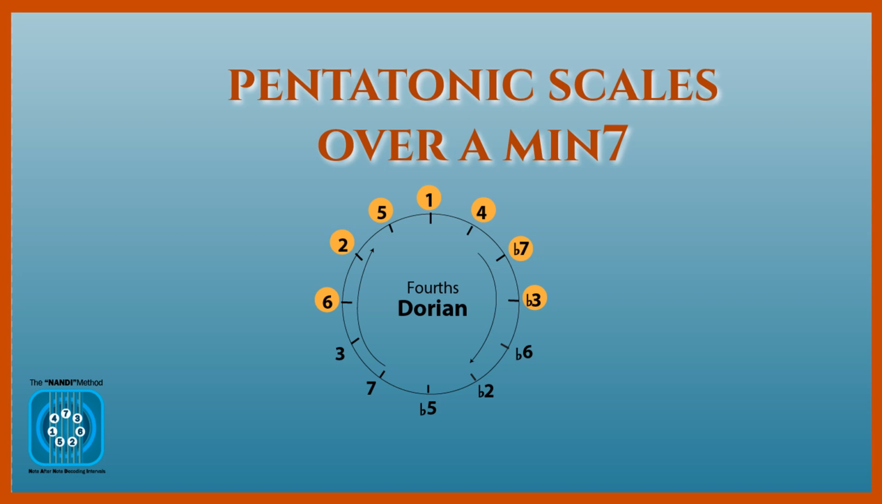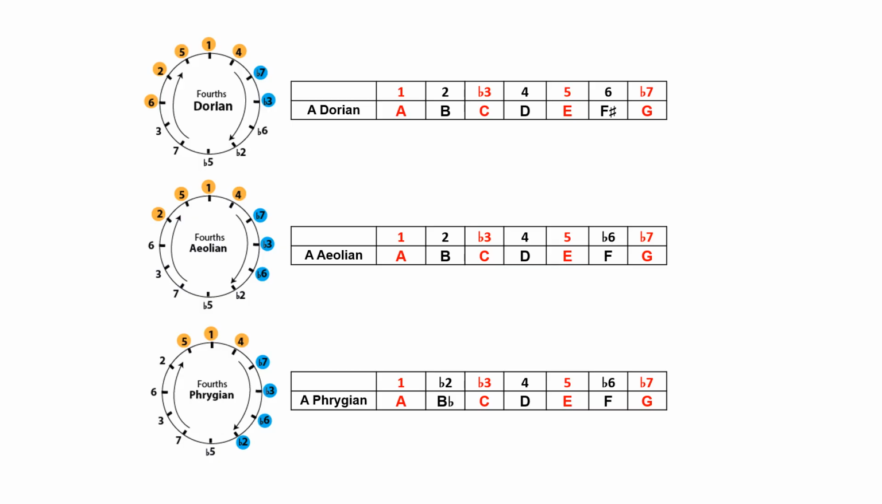In this lesson, we'll explore shortcuts for superimposing pentatonic scales over the A minor 7 chord. The parallel modes of A Dorian, A Aeolian, and A Phrygian, which share a minor 7th root chord, can be used as a reference to derive pentatonic scales.